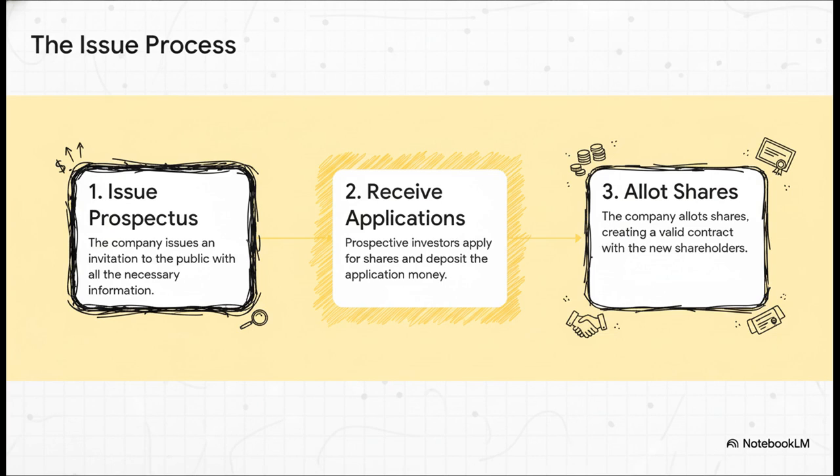First, the company sends out a prospectus. Think of it like a beautiful wedding invitation with all the details of the company. Second, people who are interested apply for the shares, and they send a small amount of money with it, called application money. And third, the company decides, okay, you get these many shares.